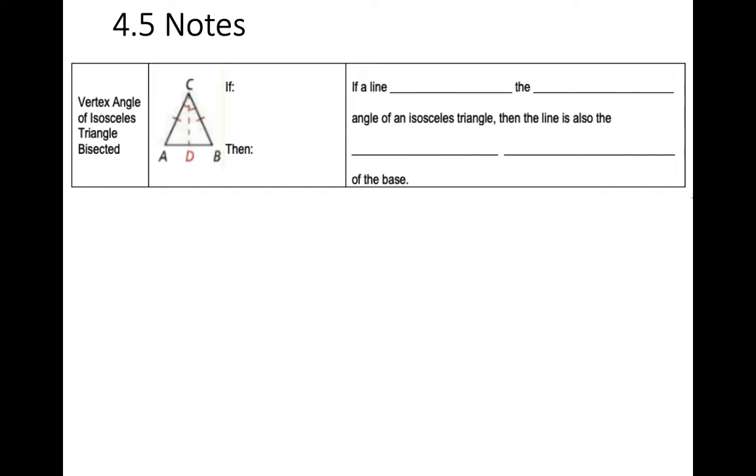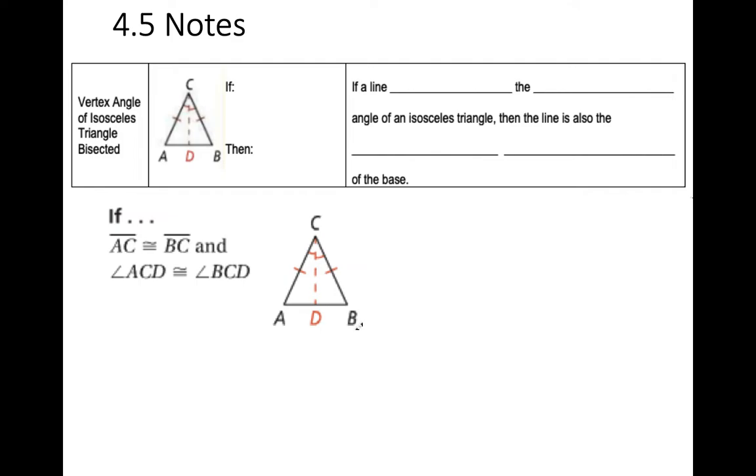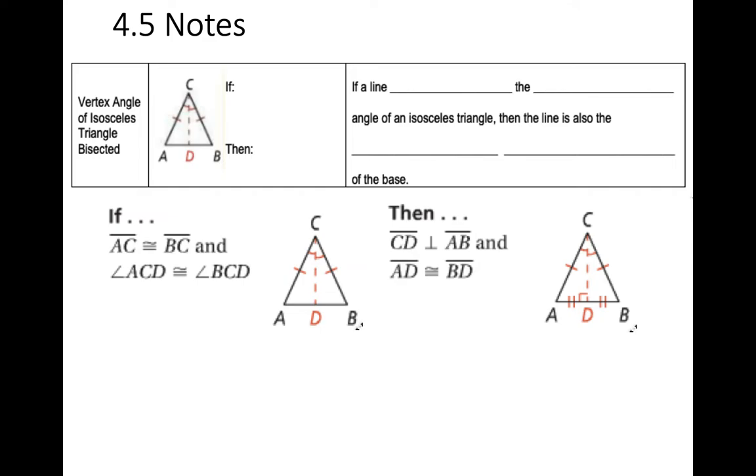Next, I want to go over what it means for the vertex angle of an isosceles triangle to be bisected. If I have an isosceles triangle, in this case AC is congruent to BC, and I bisect that vertex angle, so C is my vertex angle and ACD is congruent to BCD, then CD is perpendicular to AB, and AD is congruent to DB. In other words, CD is both perpendicular to AB and the bisector of AB, so it is the perpendicular bisector. So in English, if a line bisects the vertex angle of an isosceles triangle, then that line is also the perpendicular bisector of the base.